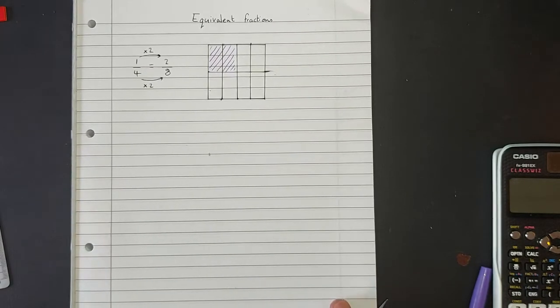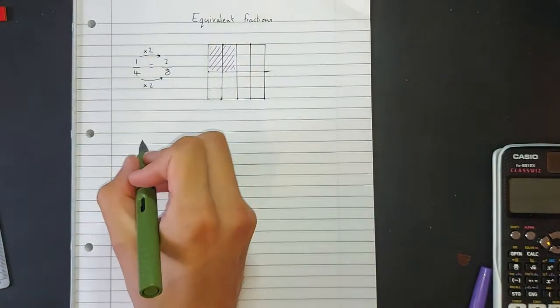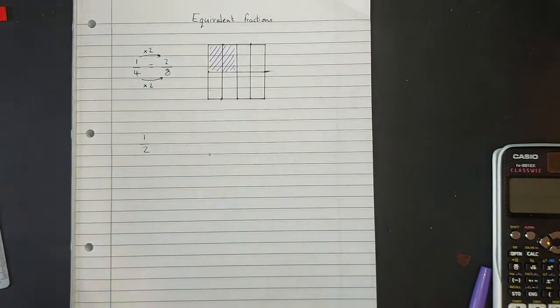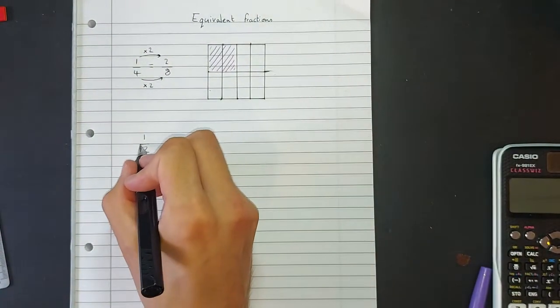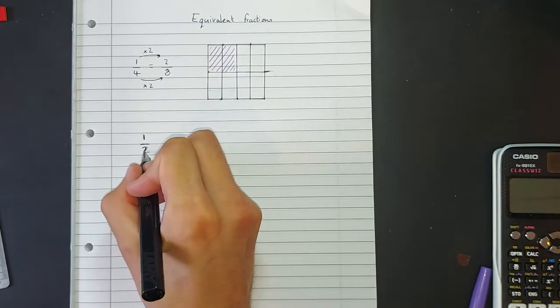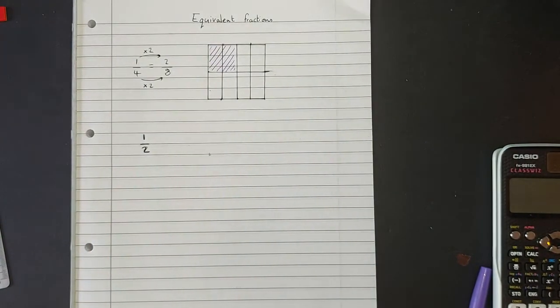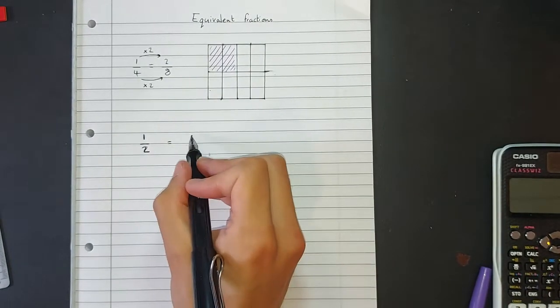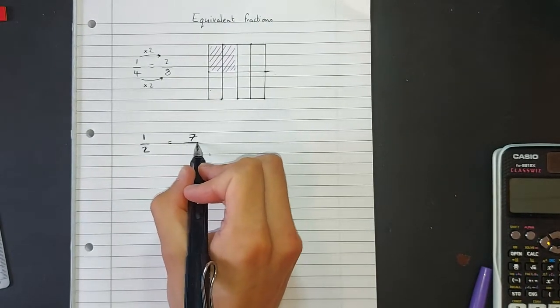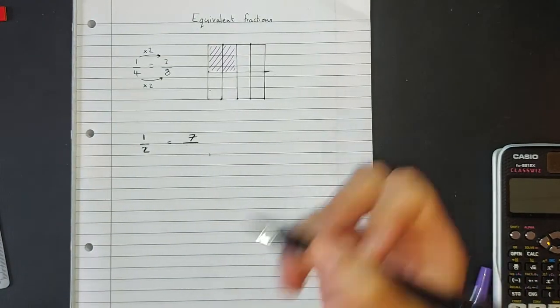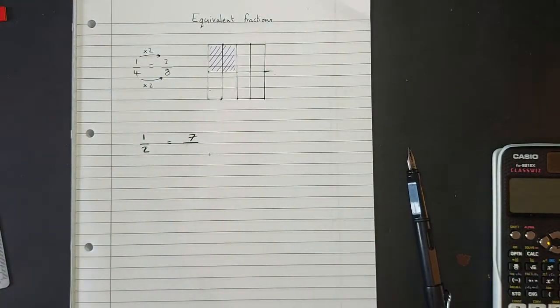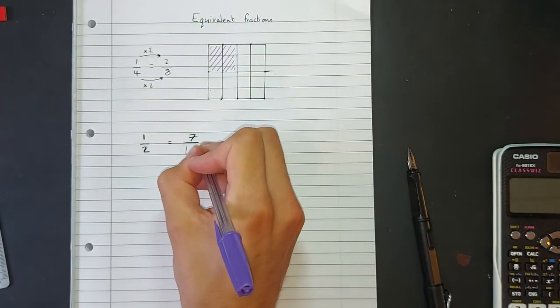For equivalent fractions, let's say we started off with a fraction of 1/2. Now, you're asked to write equivalent fractions to 1/2, and they're going to give you some denominators and some numerators. So the first one might be, we're going to have 7 as a numerator. What is going to be the denominator? So we're asking for what number goes here.